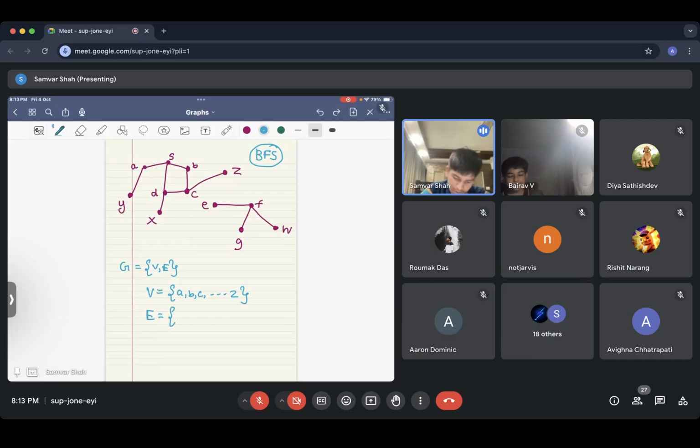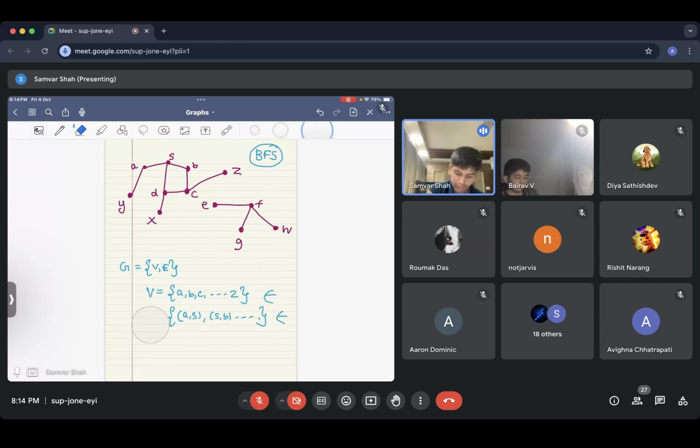I have edges of the form, say, A to S, S to B, etc. All the edges of this graph would together form the set E, all the vertices together form the set V, and together the two of them form G. So this is how you would define this diagrammatic graph in the form of sets.